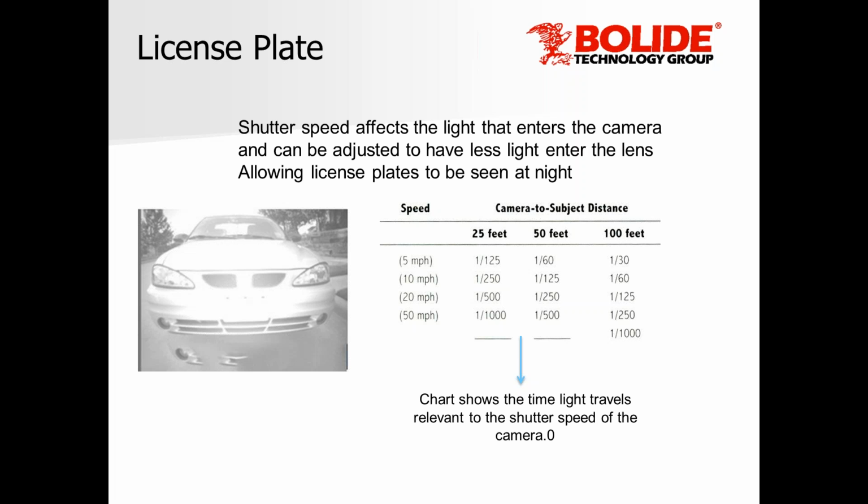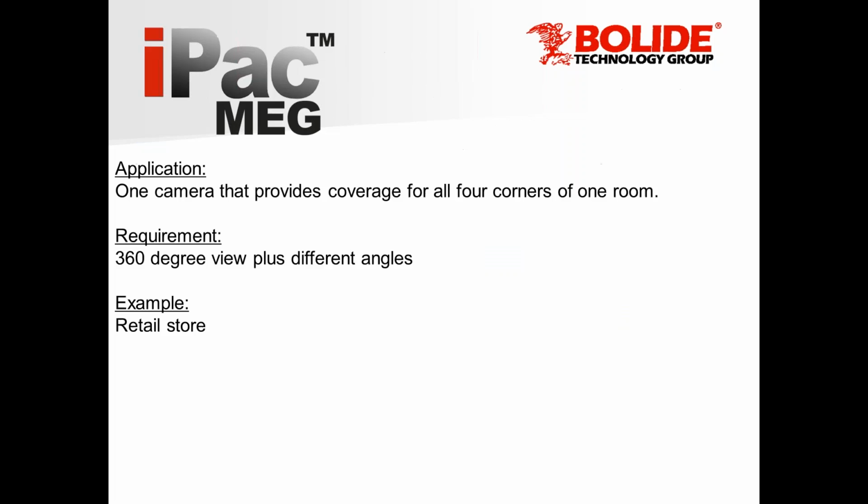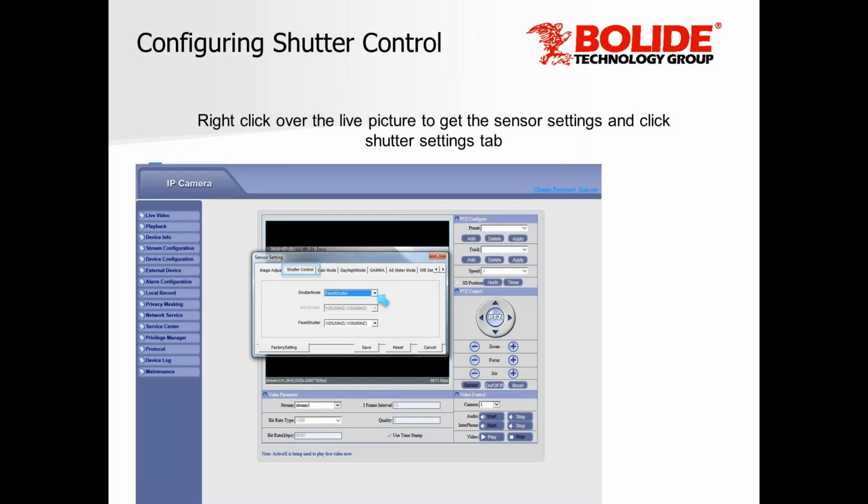Of course, we recommend you install the cameras no more than 25 feet away from the vehicle. This way, it's close enough where you can see detail even at night with IRs on. And this is where you adjust your shutter speed.